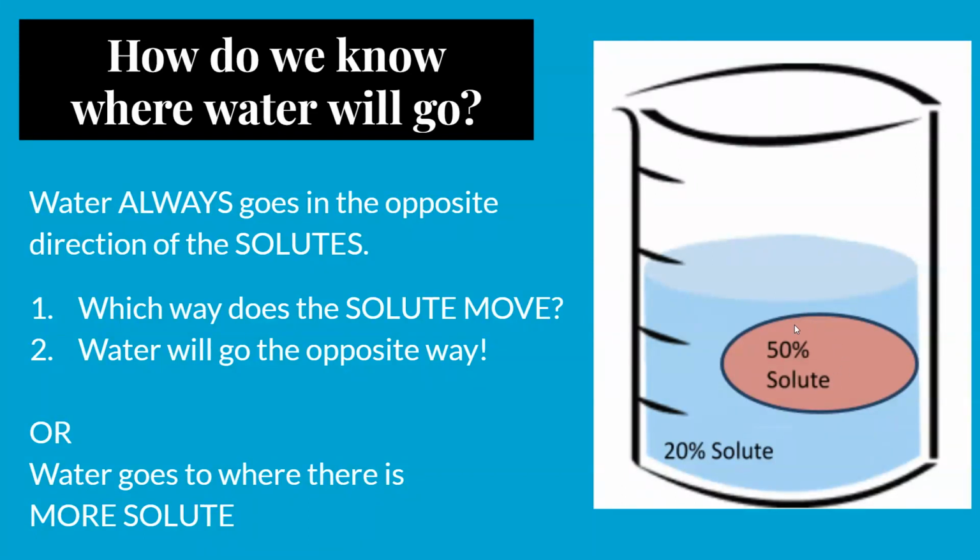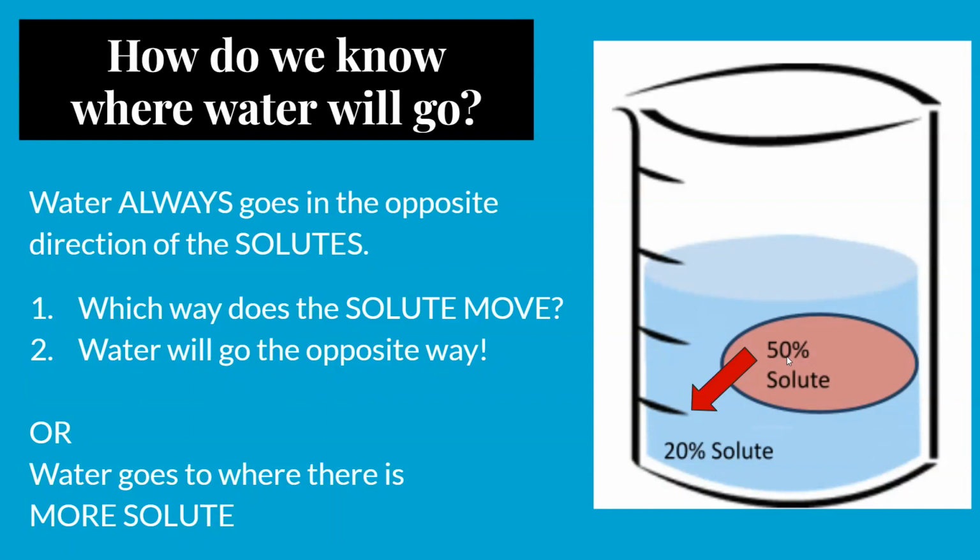So in this case, I have 50% solute. So there would be a lot of dots inside the cell and 20% solute outside the cell. So what's going to happen is my solutes are going to go from high to low. So my solutes are going to move outside of this cell into the solution.